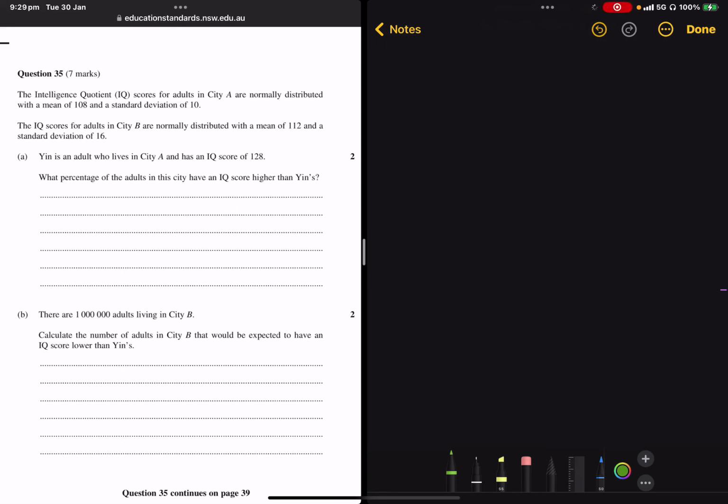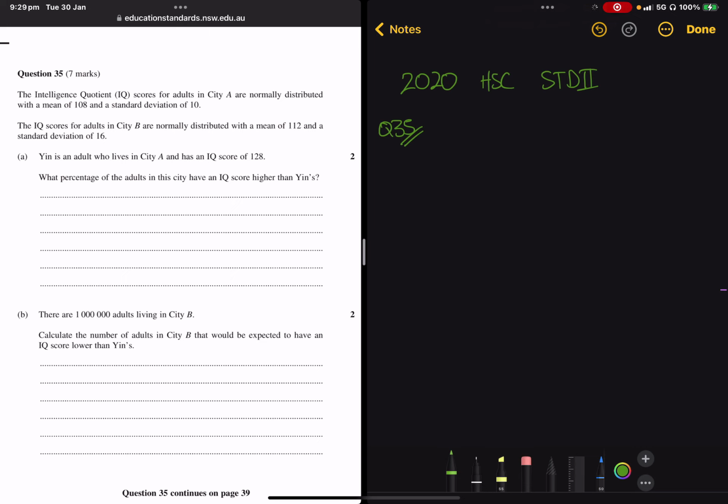Alright, so we're going to have a look at a question from the 2020 HSC Standard 2 Maths paper. This is question 35. So this is quite a long question. This is one of the longer questions in the paper.